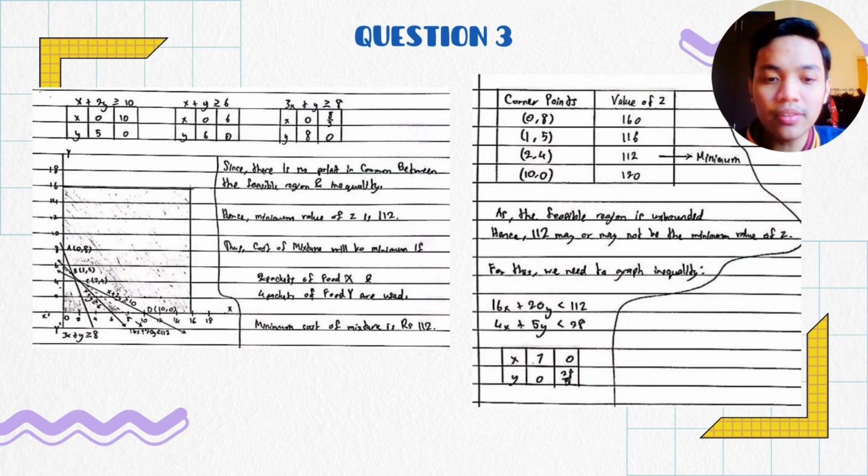Thus, the cost of the mixture will be minimum if two packets of food X and four packets of food Y are used. So the minimum cost of the mixture is RM 112.